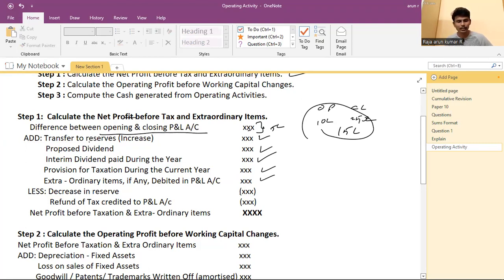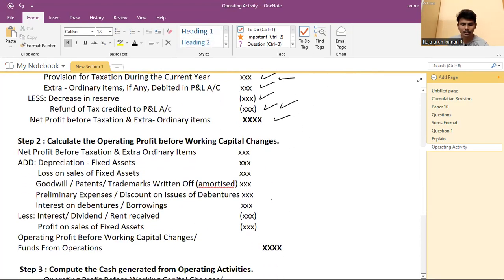less the decrease in reserves. In the sums we do now, I will explain each and every transaction. Then refund of taxes credited, if refund, we less it. If payment of taxation, you add it; refund of taxes, you less it. Okay, like that you do accordingly. Then we derive that net profit before taxation and extraordinary item.